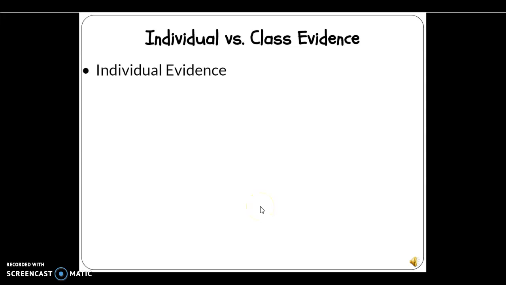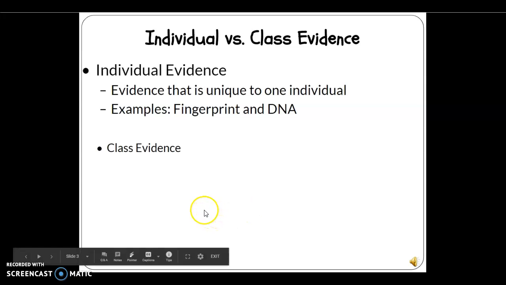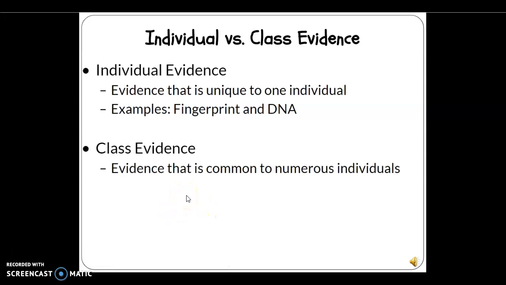The difference between individual and class evidence is something we will discuss many times throughout the forensics class. The difference is that individual evidence will be unique to that specific individual. It does not identify anyone else. It identifies you and you alone. Whereas class evidence is going to maybe identify multiple individuals.